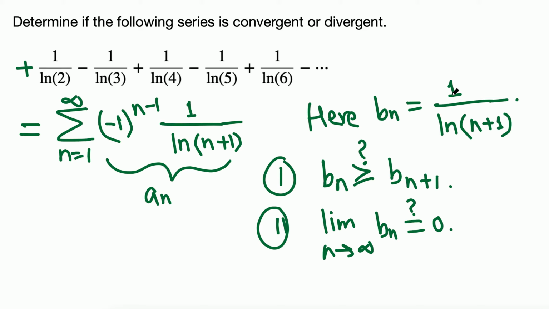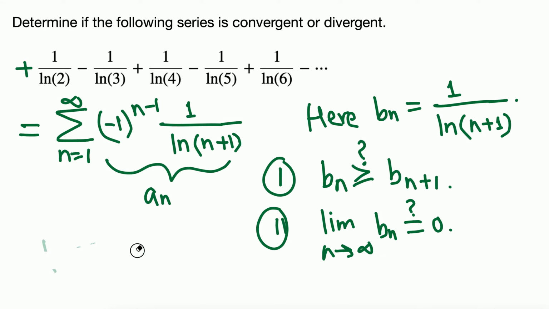But look, 1 is always fixed. When n is really big, natural log of infinity is very big. Natural log of very big, in limit notation, that's infinity as well. And 1 over infinity is 0. So at least they go to 0. The second part is true. How about the first part, if they are decreasing?